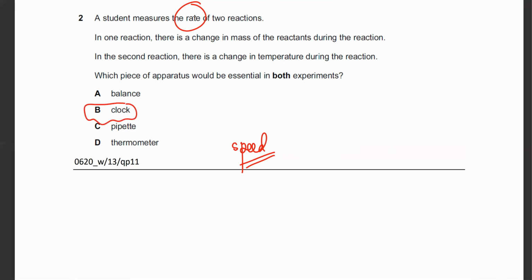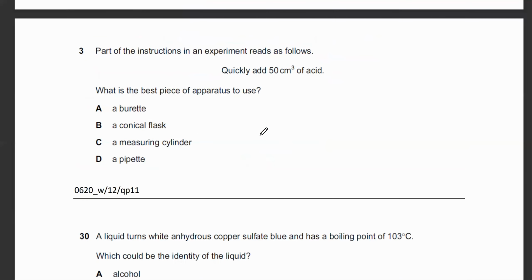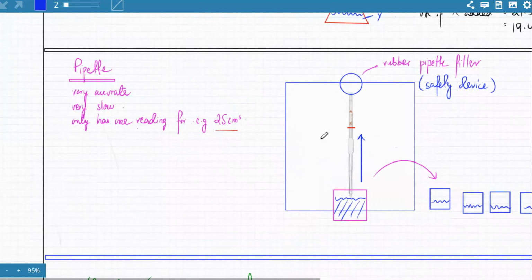The question asks which piece of apparatus would be essential in both experiments. You would need a clock, otherwise you wouldn't be able to measure the speed. Remember that to measure the speed, you always need a clock. The next one: you're supposed to add 50 cm cube of acid, but quickly. Which apparatus would you use? Measuring cylinder. I just told you to use a measuring cylinder. That's what you're going to use. The burette is very slow. The pipette is very slow. And the conical flask is not a measurement device. The conical flask had a very specific role to play.